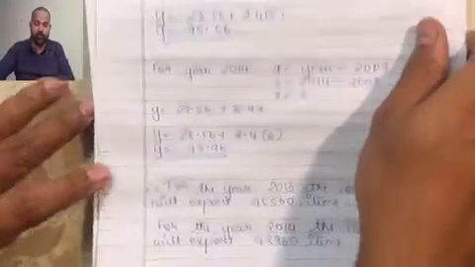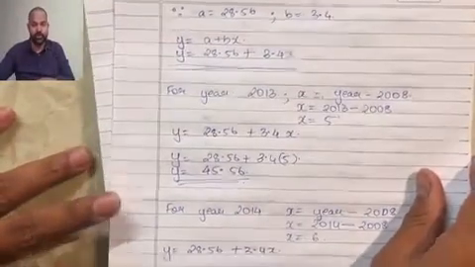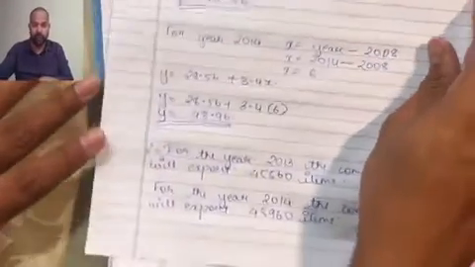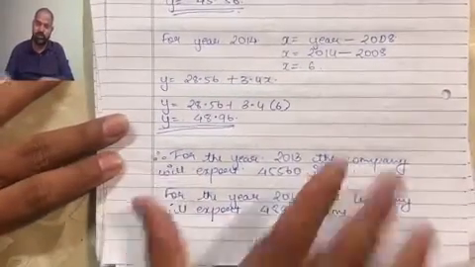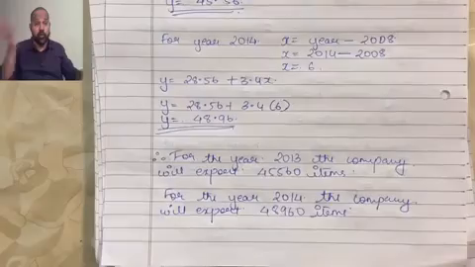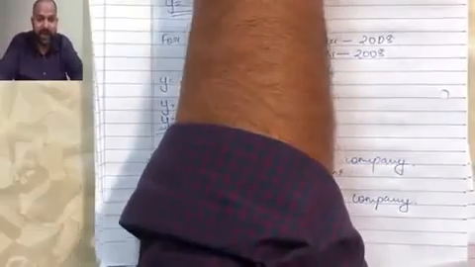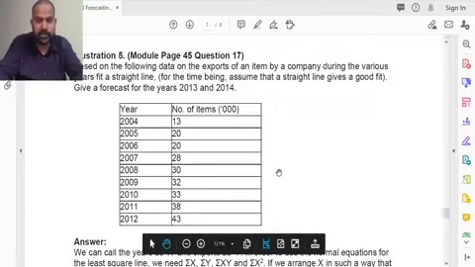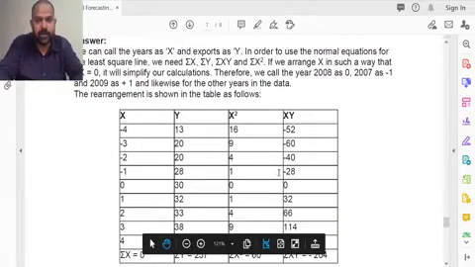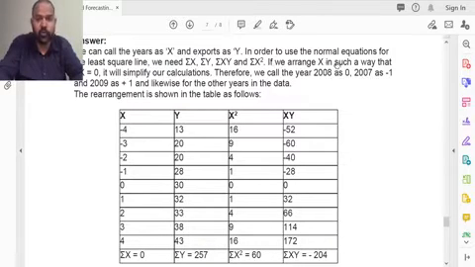You find A, you find B. Once you found B, you substitute into the equation and then predict for whatever they want. A word problem should have a word answer, and that is why this is your final answer. We are going to quickly go back to the sheet and check how they have written it. So, this is how their solution begins. We can call the year X and exports Y in order to use the normal equation for least squares line.